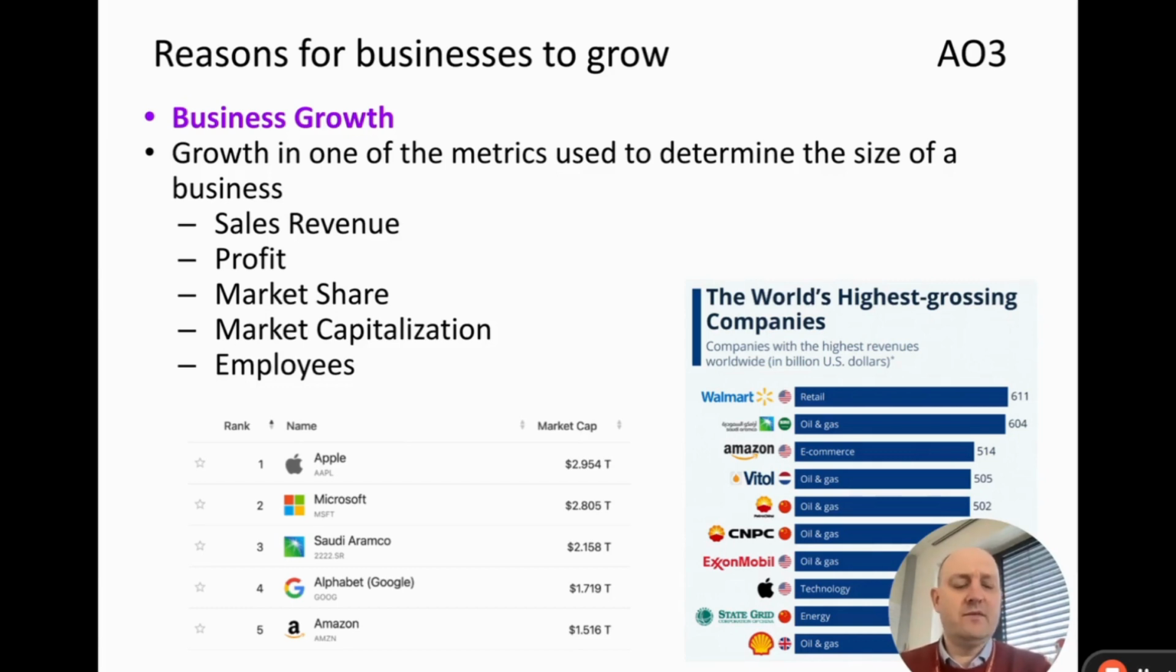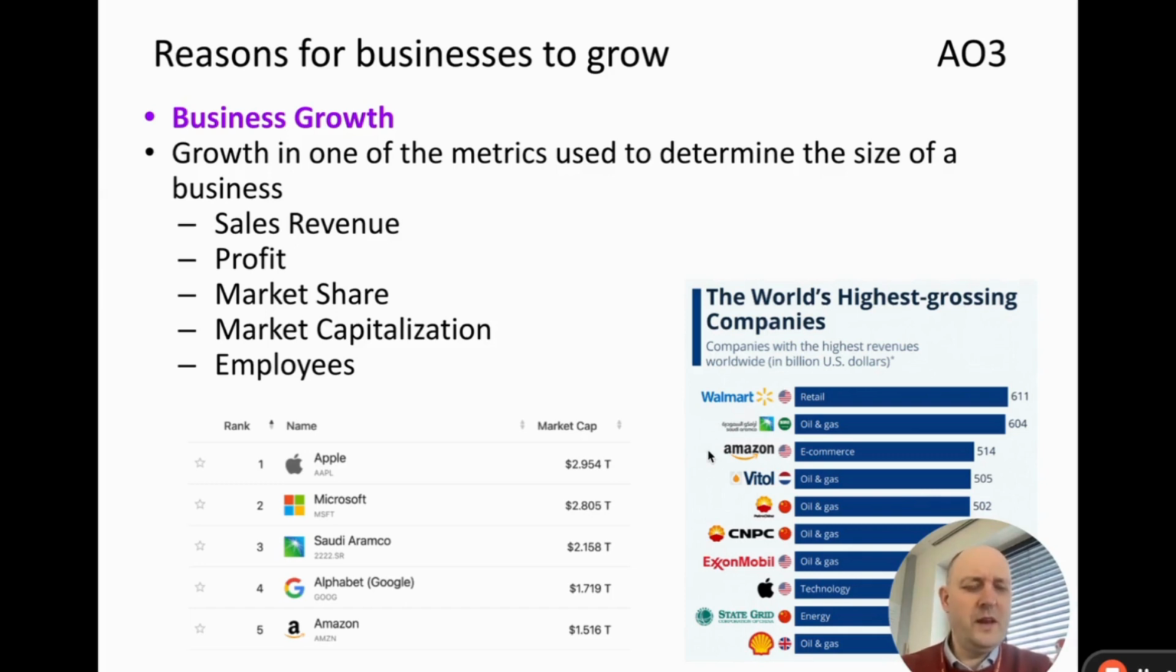If we take a couple of different metrics here, on the left, we've got market capitalization. You can see that as at the time of recording this video, Apple's well ahead in terms of market capitalization, with Microsoft, Saudi Aramco, the Saudi Arabia oil company, Alphabet, Google, and then Amazon. But if we look at revenue, then we see that actually none of those companies is at number 1, and Walmart is number 1, with Saudi Aramco 2, Amazon 3, etc.